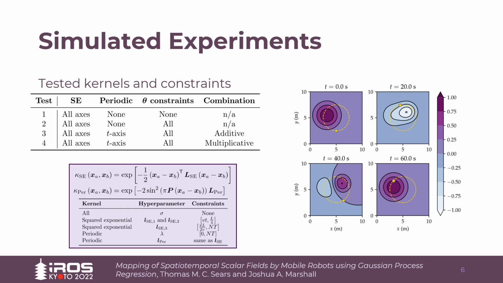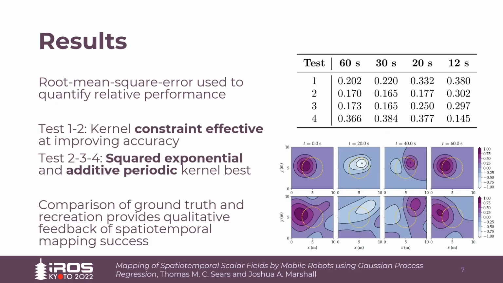4 kernel combinations were selected and compared using this simulation. The first and second tests compared the radial basis function with and without constraints. This lets us see how the constraints affect the mapping performance. The third and fourth tests introduce periodic kernels through addition and multiplication. As there is no prescription for how to combine kernels, both were tested to see if there would be any variations in their performance. To quantify the results, a root mean square error was used to compare the relative performance of the 4 tests, as shown in the table.